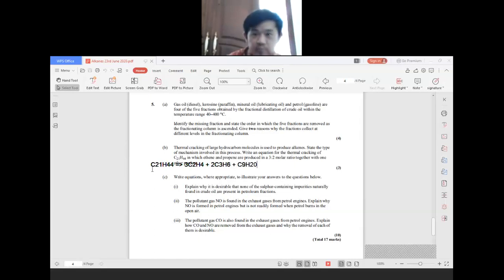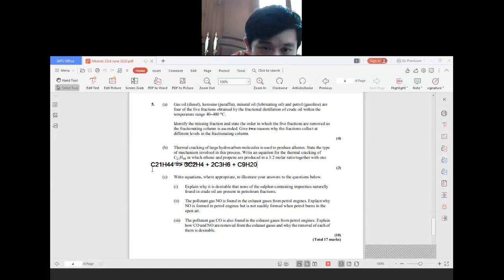Explain why it is desirable that none of the sulfur-containing impurities naturally found in crude oil are present in petroleum fractions. It is not desirable to have the sulfur-containing impurities, because when petroleum is burned or combusted, the sulfur will produce sulfur dioxide, which causes acid rain.